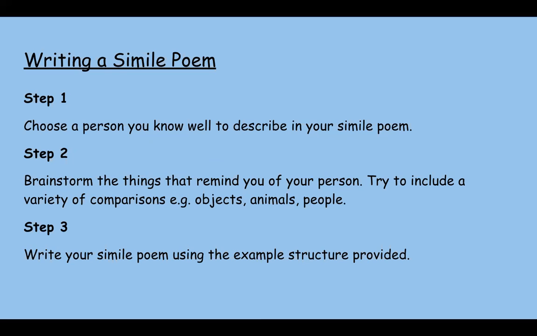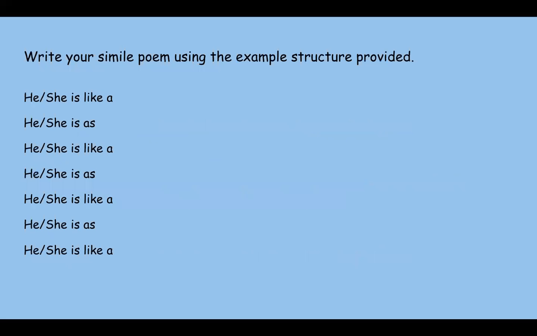Step 3, write your simile poem using the example structure provided, which is this. So you'll see this is the beginning of the poem that I just read you before. Each line, line 1, line 3, line 5, and line 7 here, and then 2, 4, 6, alternating between "like a" or "is as". And obviously, if you're writing about a male or female, you delete the he or she accordingly so that it works for your poem. So that's your activity today. It's pretty simple, straightforward. We're writing a pure simile poem where every line does include a simile, because that's really our focus and we're really practicing on that today.